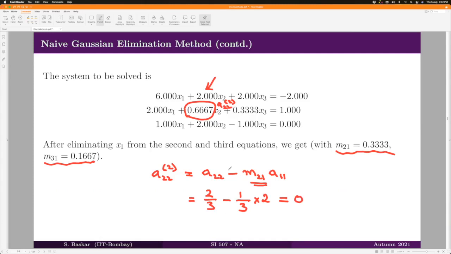Whereas in the 4-digit rounding calculation, this is going to be 0.6667 minus 0.3333 into 2, right? See, there are two numbers, say x and y. In the infinite precision, they are equal, whereas in the 4-digit rounding, well, they are not equal, but their values are very close to each other.